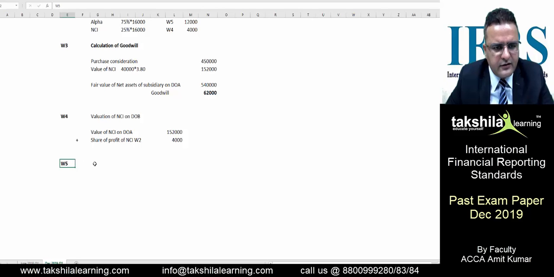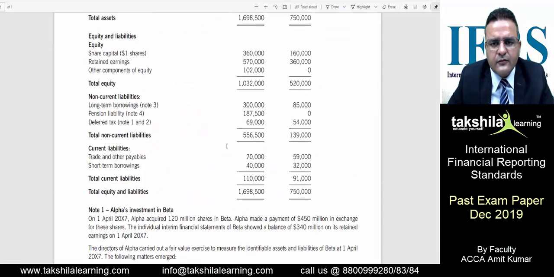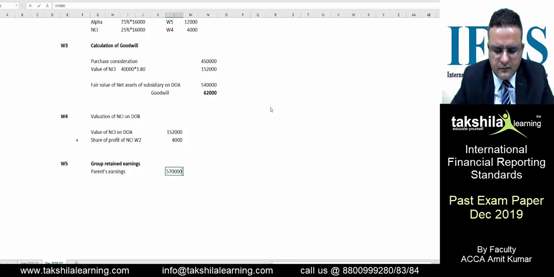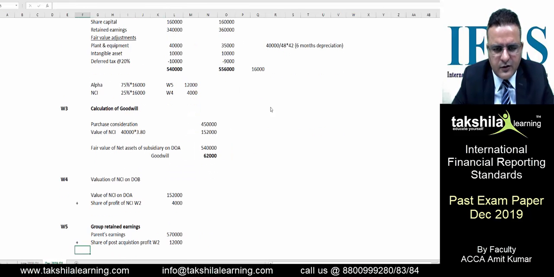Working note number 5 is group retained earnings. In group retained earnings, we have parent's earnings, which is 5,70,000 plus share of post acquisition profits, from working note number 2, we'll get it from here, 12,000.